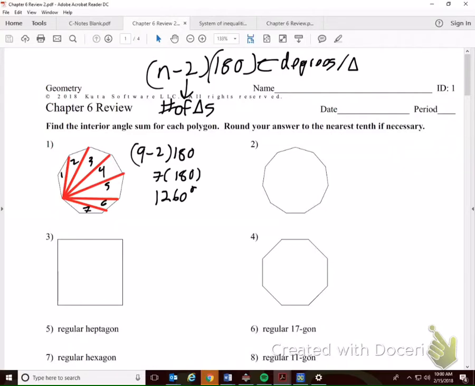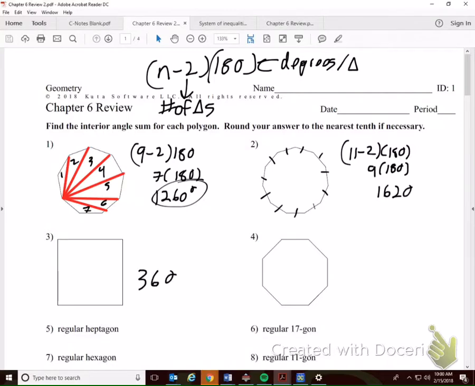So now that we've done that, our next step is to go to number 2. When I count the sides, we get 11. So just plug that into our equation. 11 minus 2 times 180. 9 times 180 gives us 1,620. Now, that is a quadrilateral. We know that quadrilaterals all add up to 360, but even if we didn't, we go 4 minus 2 times 180. That gives us 2 times 180, or 360.